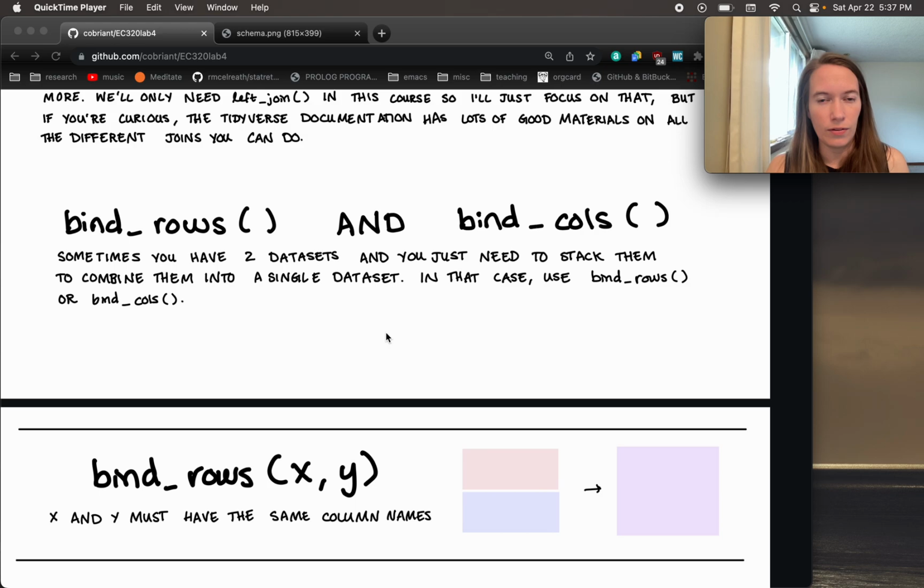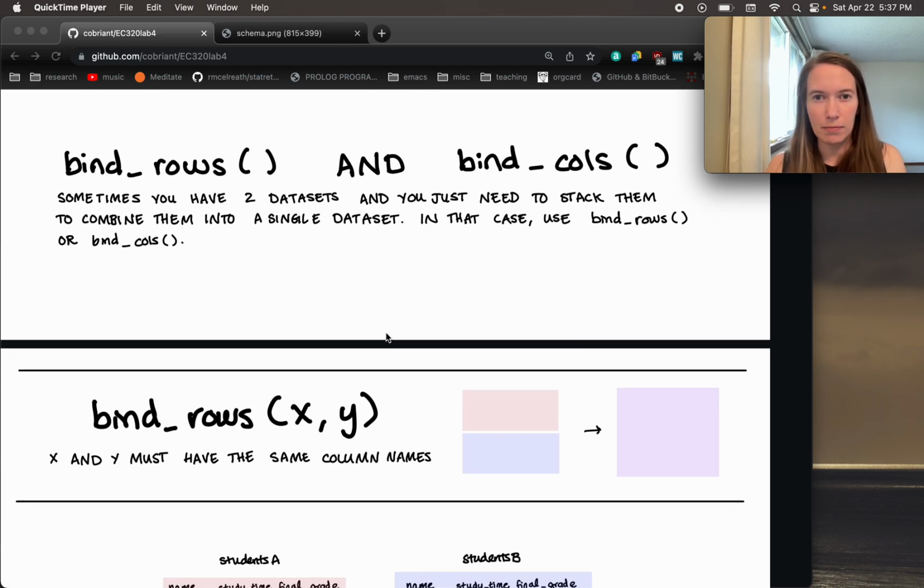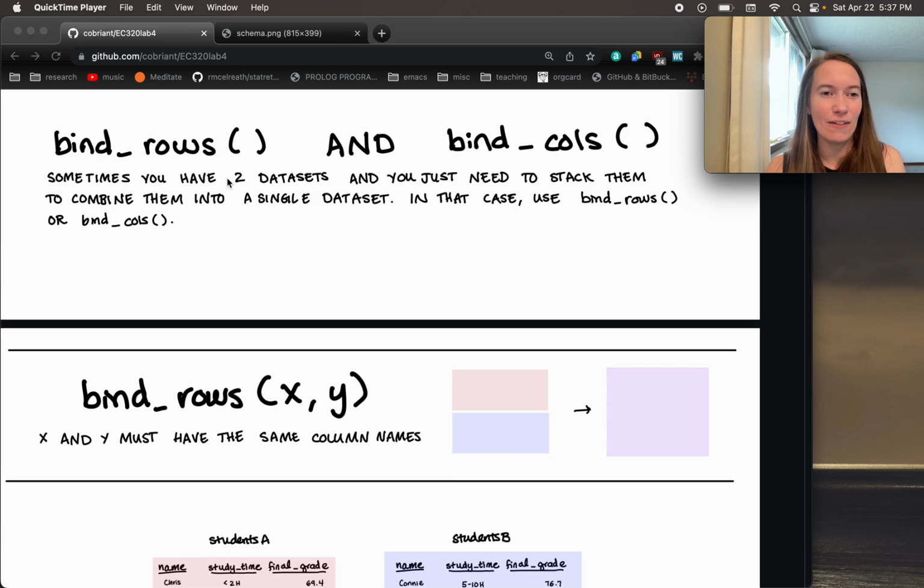So if you have two data sets, sometimes you just kind of want to mush them together. Let me explain what I mean. There are two functions called bind rows and bind columns, bind cols, that aren't actually joins at all. But I think that's a good starting point to talk about joins.